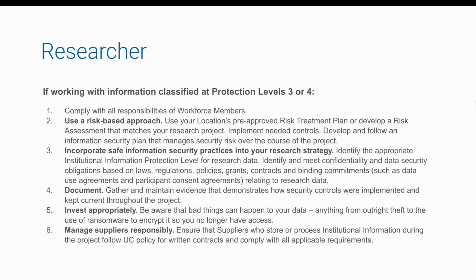And number 6, manage suppliers responsibly. Ensure that suppliers who store or process institutional information during the project follow UC policies for written contracts and comply with all applicable requirements. For more information, check out UCOP's Quick Start Guide by role for researchers.